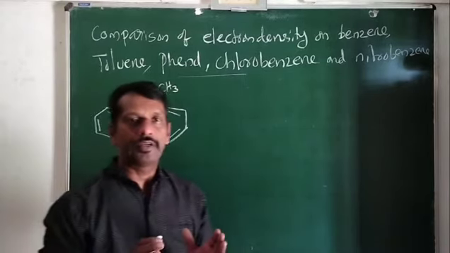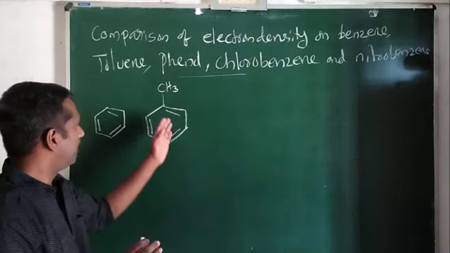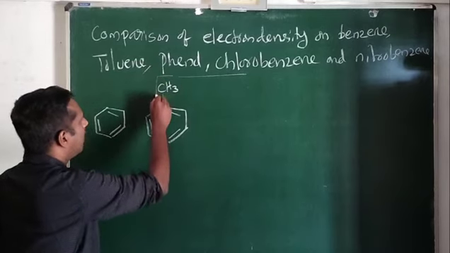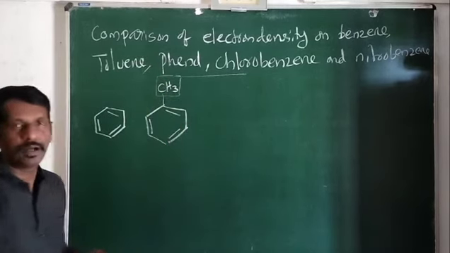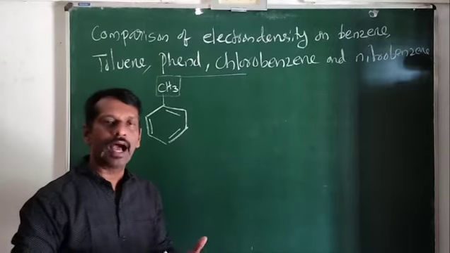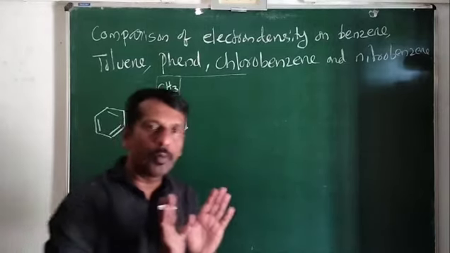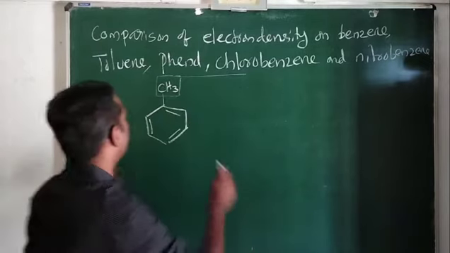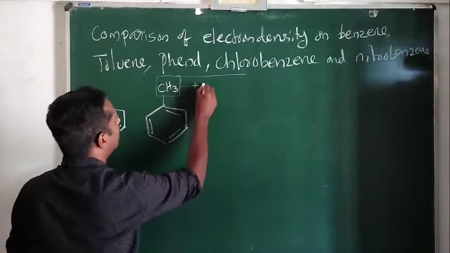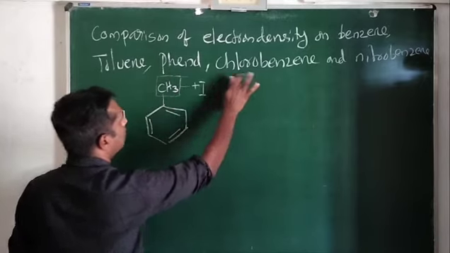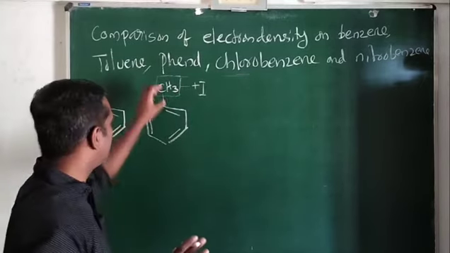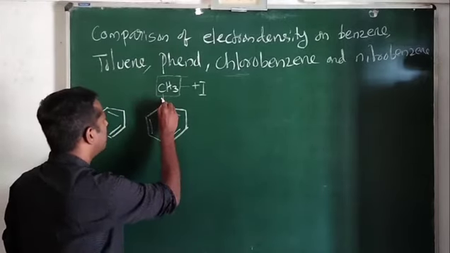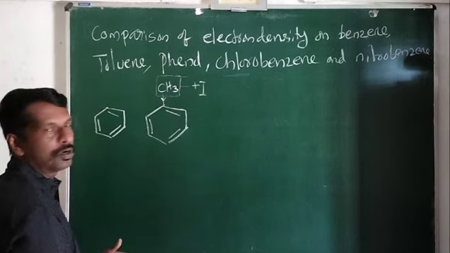We know that toluene, that means this is methyl benzene, and here it's an alkyl group. We have studied that alkyl group is having electron pushing effect or electron releasing effect, or alkyl group is having a plus I effect. This is the first point you have to keep in mind. Alkyl groups are having plus I effect. That means electron pushing effect. It will push the electron towards the ring.